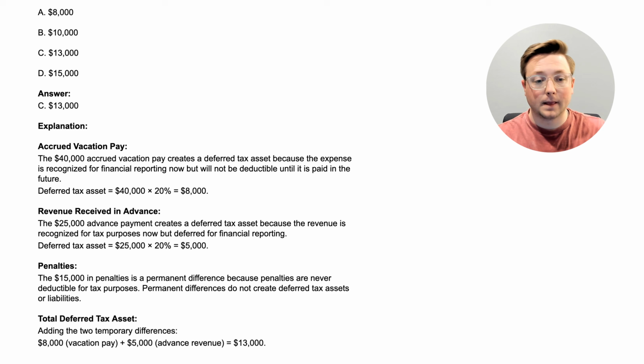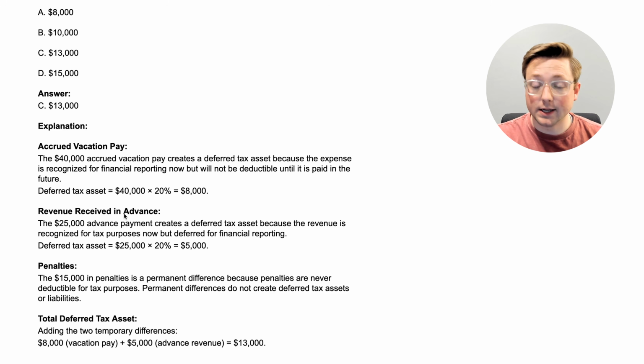So let's walk through this. Accrued vacation pay. This is a temporary difference. The accrued vacation pay, which was $40,000, creates a deferred tax asset because the expense is recognized for financial reporting now, but will not be deductible until it is paid in the future. And don't let that confuse you. It's saying that for financial reporting, it's deducted, but for tax reporting, it's not. So our taxable income is higher as a result of this, but will be lower in the future as we're able to start deducting it. So that's why it creates a deferred tax asset, because in the future, we will have lower taxes than now. So $40,000 multiplied by 20% gives us an $8,000 deferred tax asset.